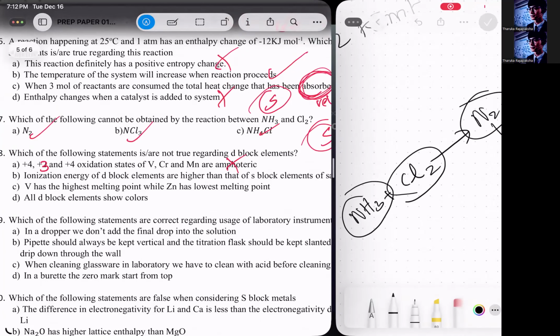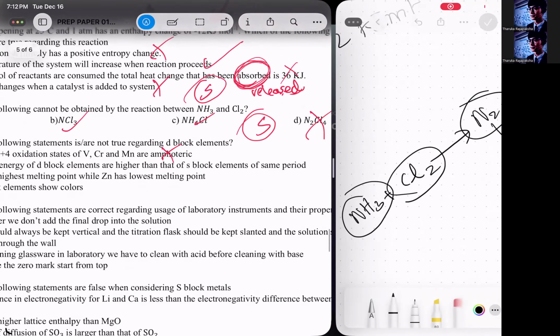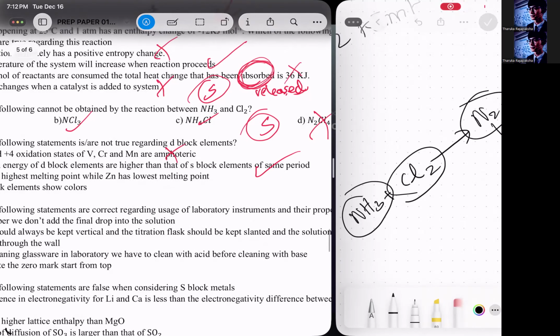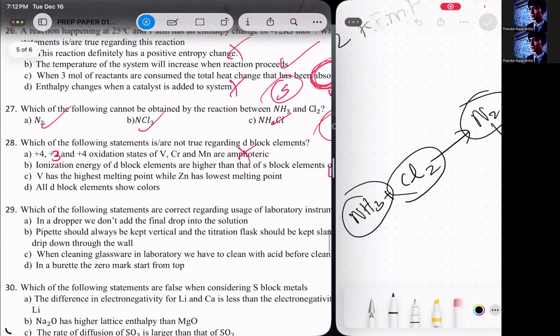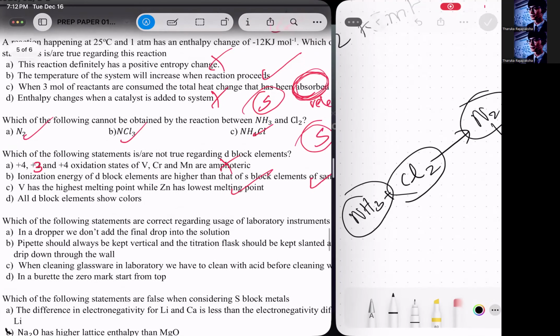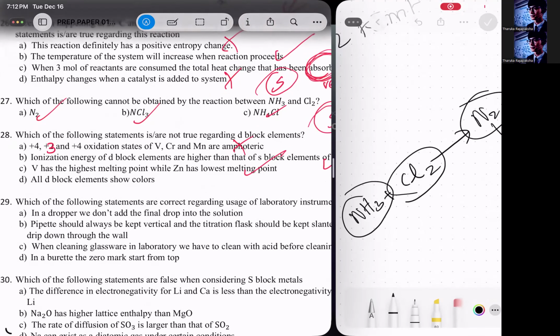Ionization energy of D block elements is higher than that of S block elements of the same period. That's correct, people. Ionization energy increases from S to D. Vanadium has the highest melting point while zinc has the lowest melting point. That's correct. We talked about this in D block. All D block elements show colors. No, because zinc cannot show colors. So they're asking for the false statement. So it's answer number 4.